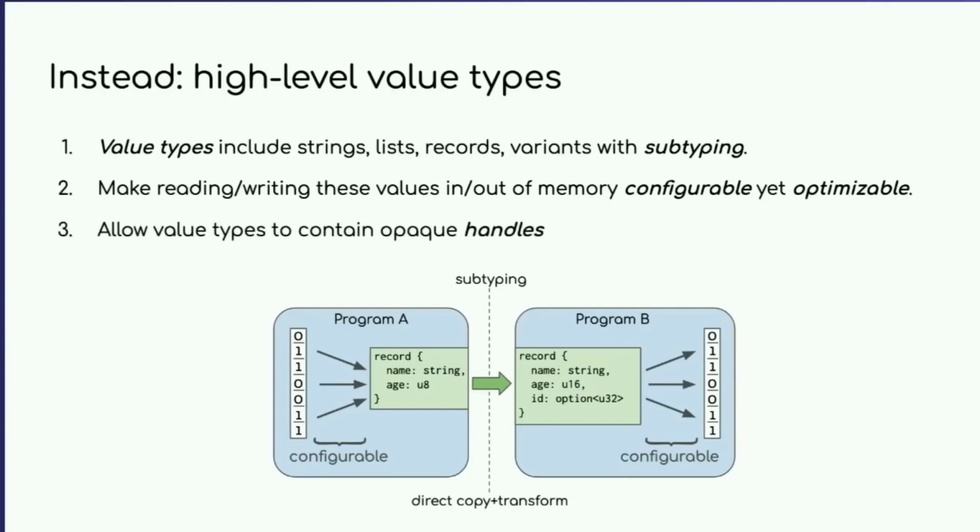And lastly, we allow value types to contain opaque handles. So for example, program B can accept a picture field via a handle to a blob, not copying the contents of the blob, but passing just a handle to it. But that does raise the question, well, handle to what?